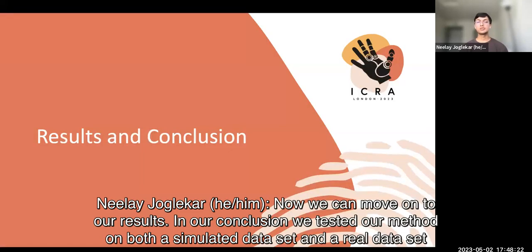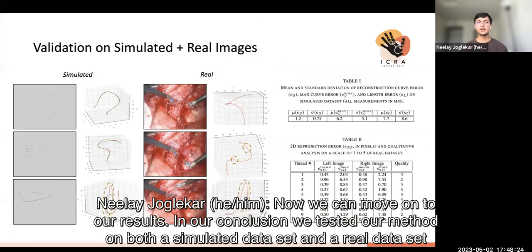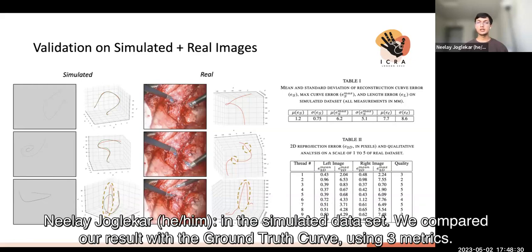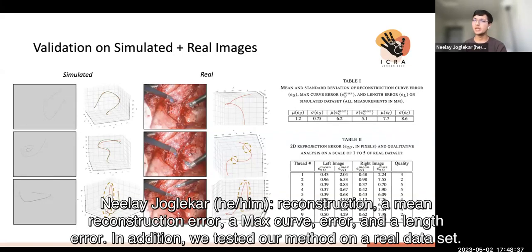Now we can move on to our results and our conclusion. We tested our method on both a simulated dataset and a real dataset. In the simulated dataset, we compared our result with the ground truth curve using three metrics: a mean reconstruction error, a max curve error, and a length error.